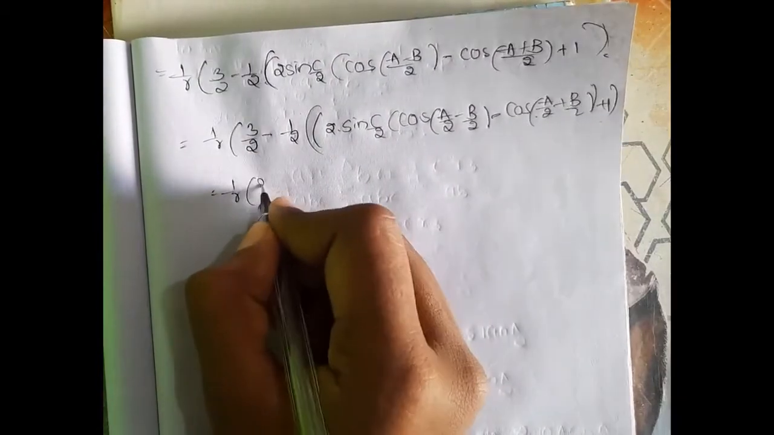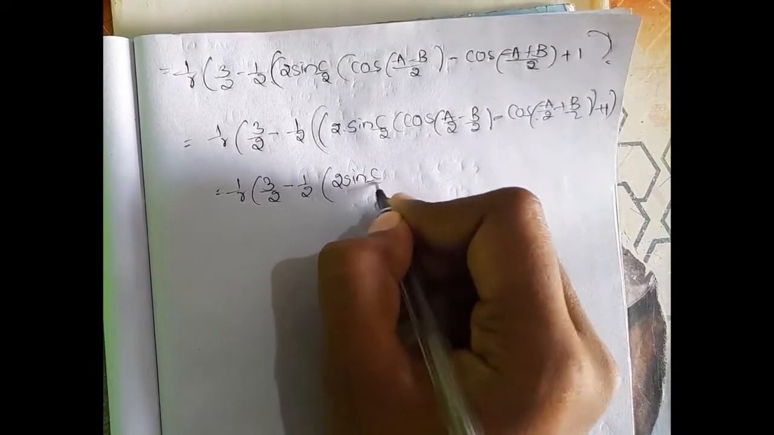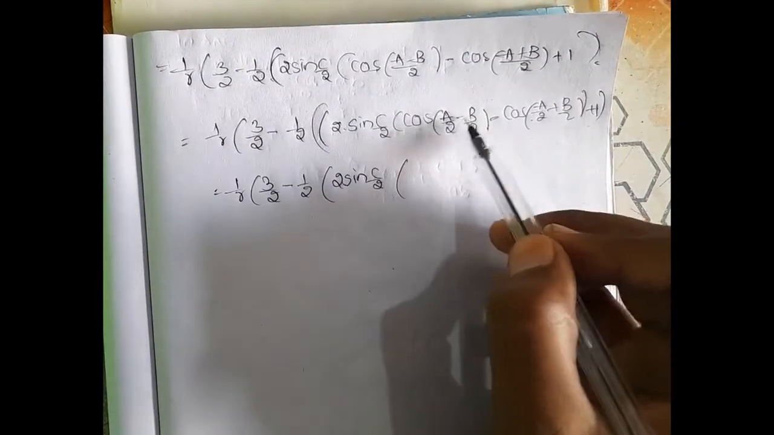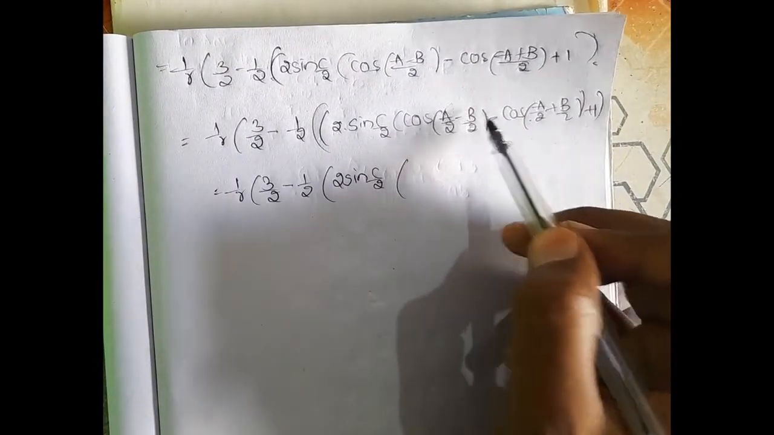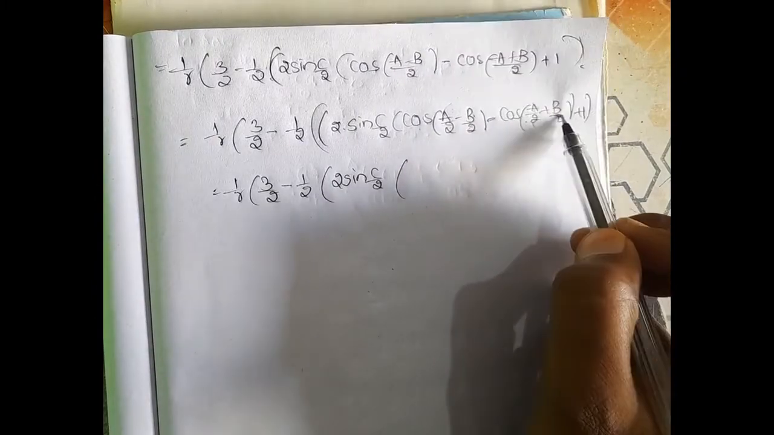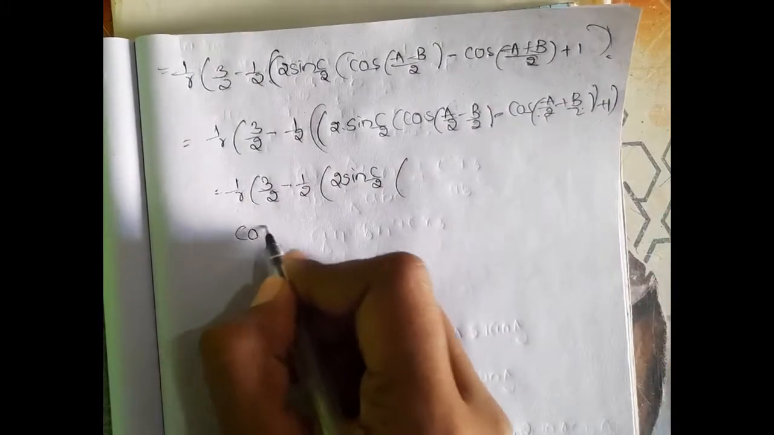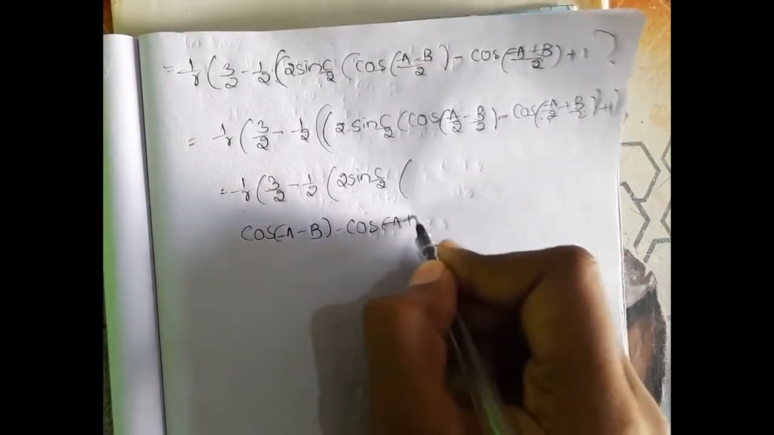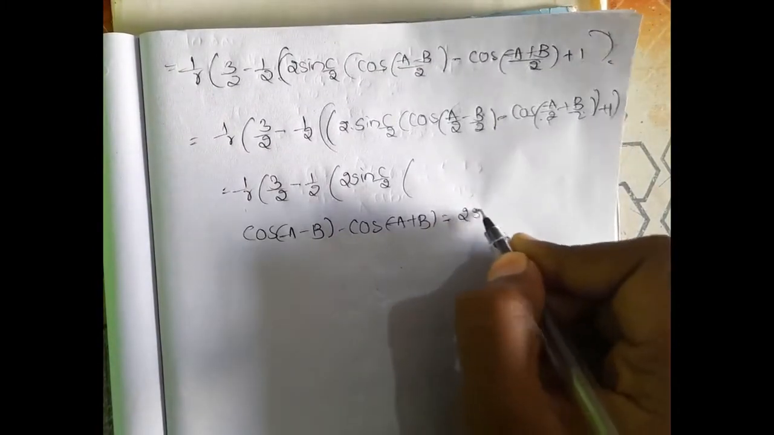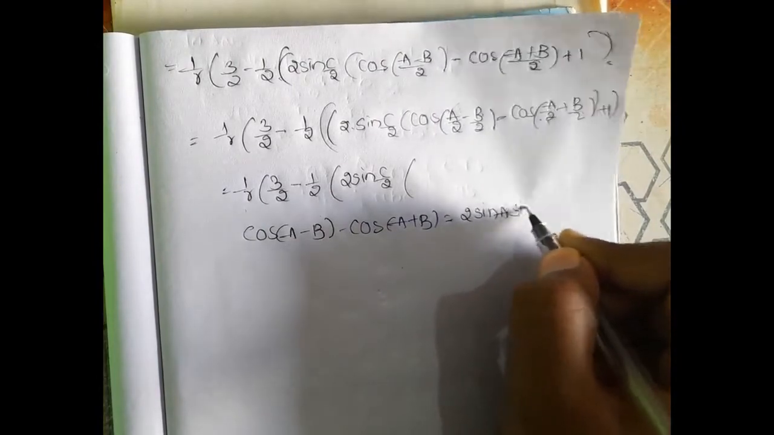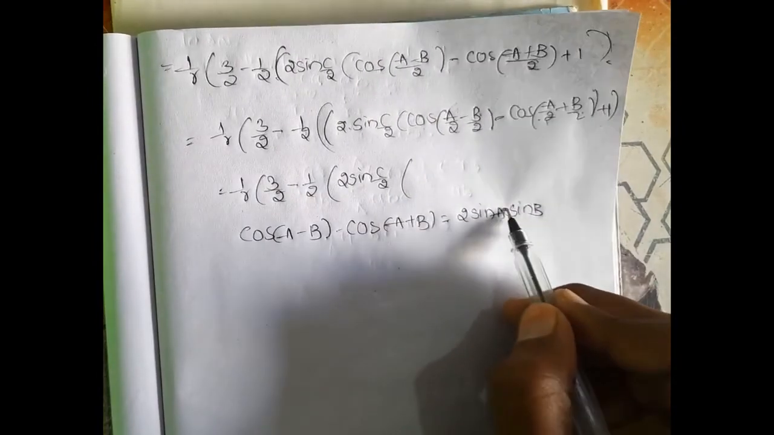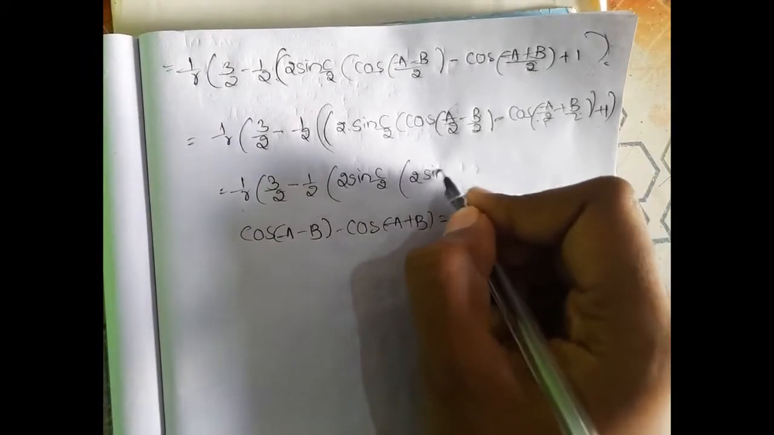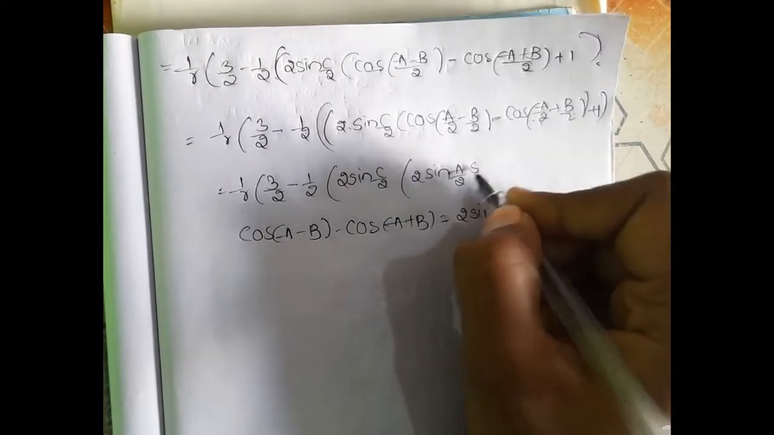Now 3 by 2 minus 1 by 2, 2 sine C by 2. Now cos A, let's consider A by 2 as A and B by 2 as B. So what is the formula of cos (A minus B) minus cos (A plus B)? It is nothing but 2 sine A sine B, right? So what we have in the place of A by 2: 2 sine A by 2 sine B by 2.